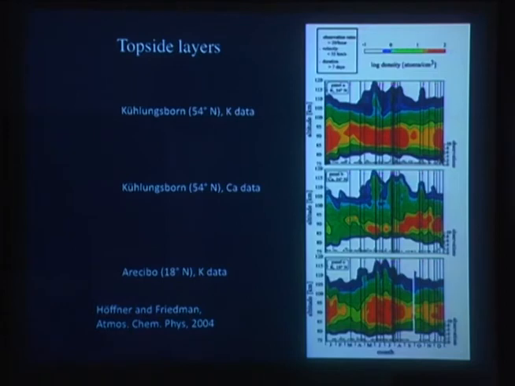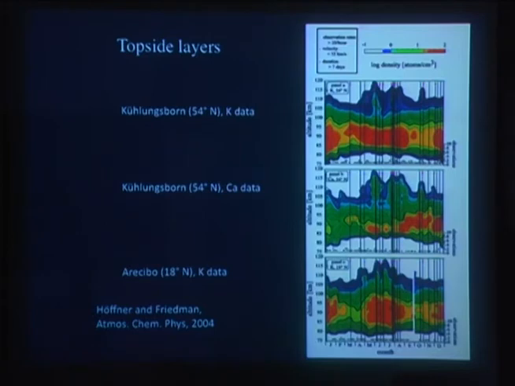So, the top side layers, when we see them on the shorter time scales, showed that they were very different in the two metals. However, if we look at the seasonal distribution of these metals at different latitudes, and this is the logarithmic scale, it is very important that we are plotting the seasonal distributions on the logarithmic scale. We see that on the top side, this is the data from Kühlungsborn, these two, and this is from Arecibo. And this has been published by Hoffner and Friedman. If you want to look into details, you can look in this journal.